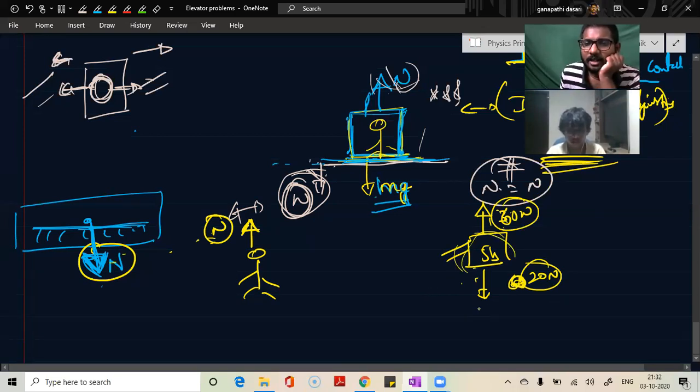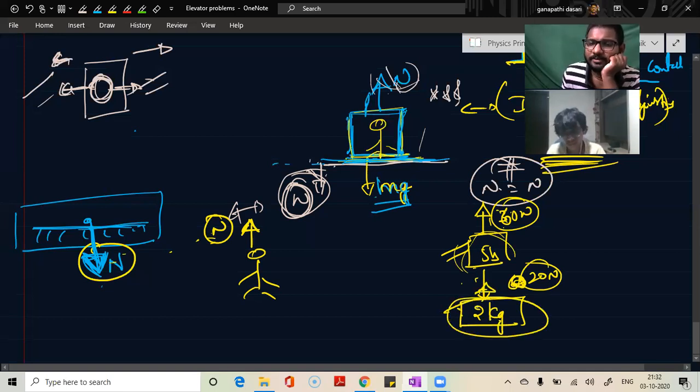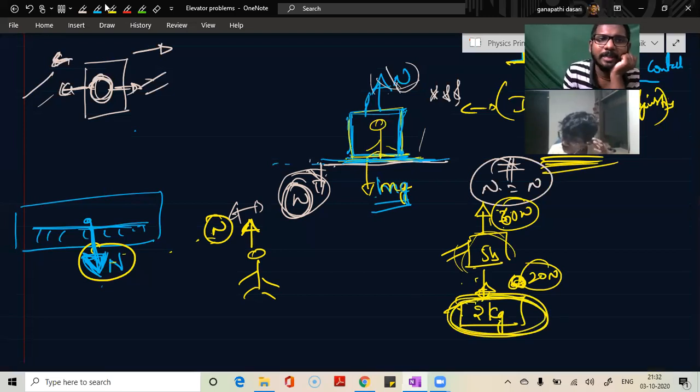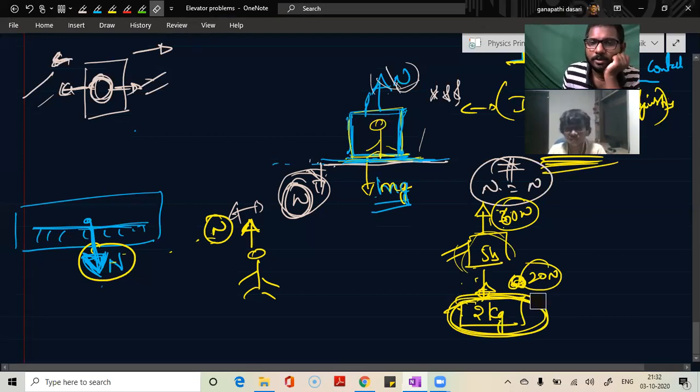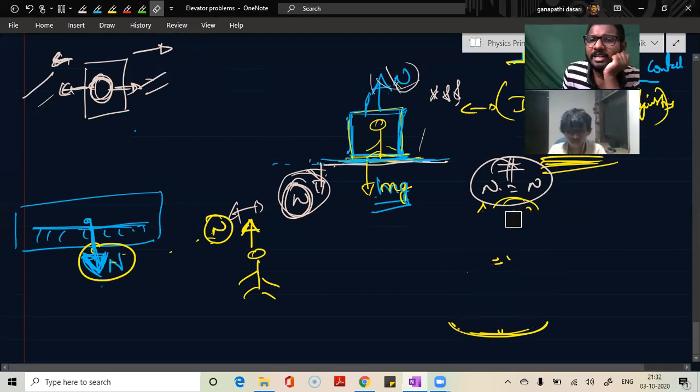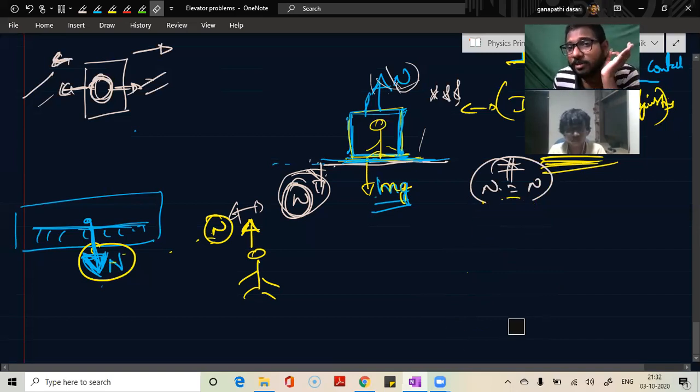Now another block, a 2 kg block, I'm keeping here. There will be 20 newtons acting only on this 2 kg block. This is not a proper example. When you are writing the free body diagram on Hassan, you need to carefully understand only the external forces on you, not on me. I'll take a more proper example.